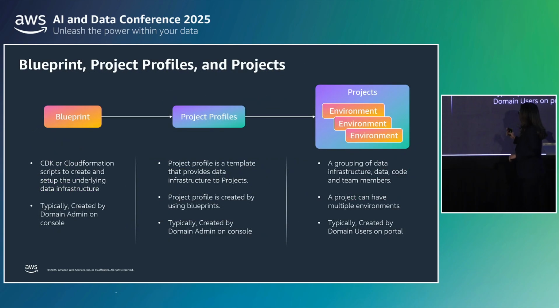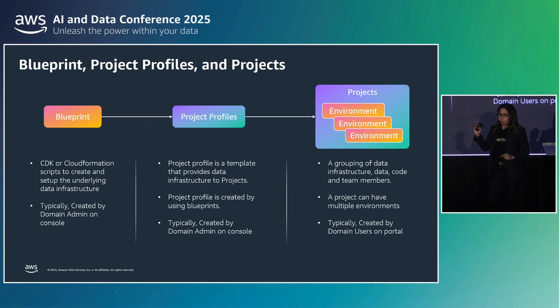So the relation between blueprint, project profiles, and project and environments. So blueprint, remember, is like CloudFormation, CDK. It's to build your infrastructure. And typically, domain admin will create the blueprints. If you think about your organization, domain admin commonly is those who look after infrastructure. And you create it from AWS console. Okay? That's where you create your data infrastructure.